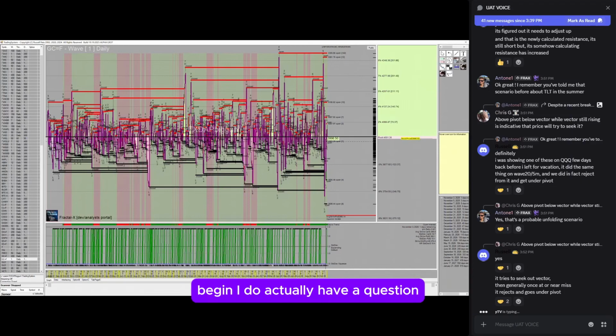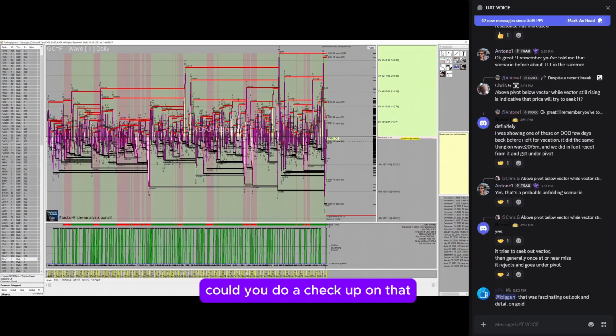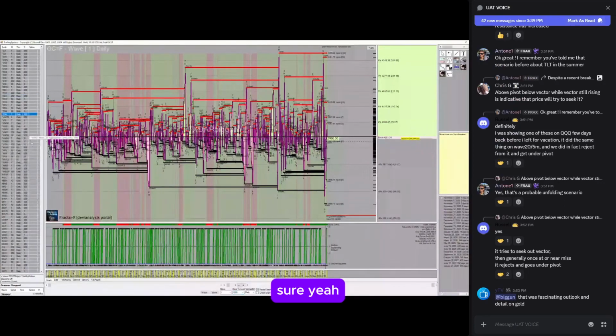Big, and I do actually have a question. Could you do a checkup on the silver play that you were announcing? Sure. Yeah, let's check on that.